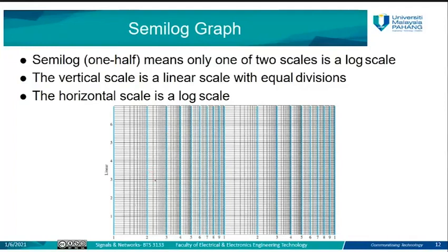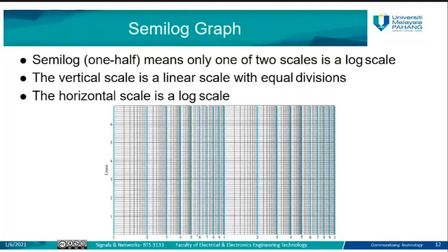representation. So as you can see here, from 1 to 10, we have 10 lines. The first one is 1.1, 1.2, 1.3 until 1.9, then 2. Then from 2 to 3 also we have 10 lines. From 3 to 4 also there are 10 lines.